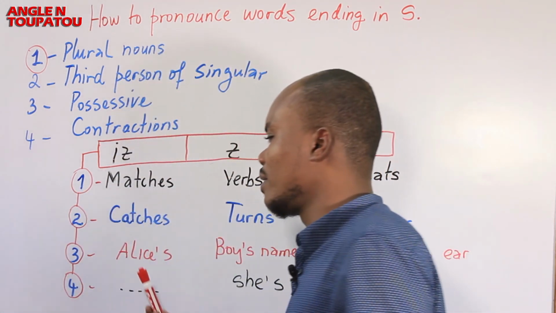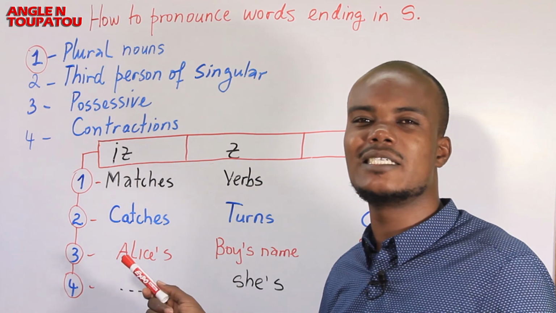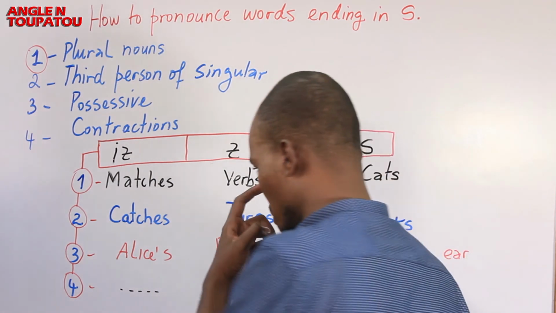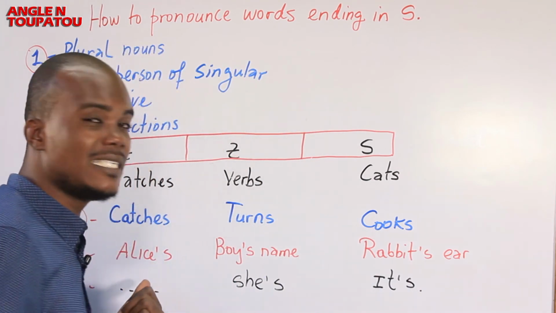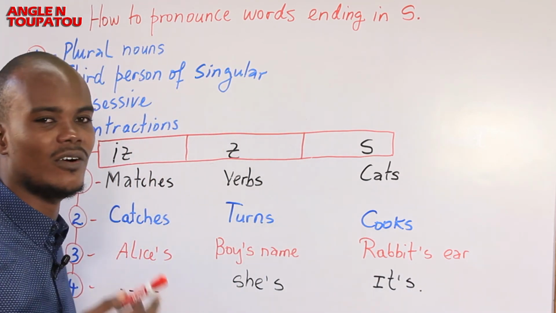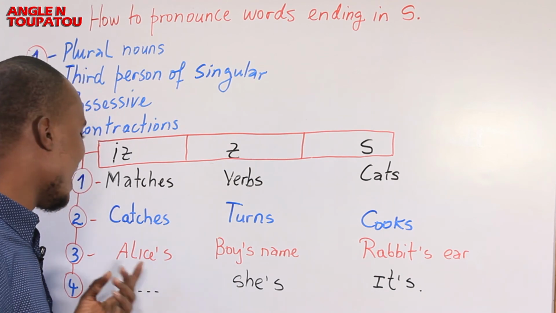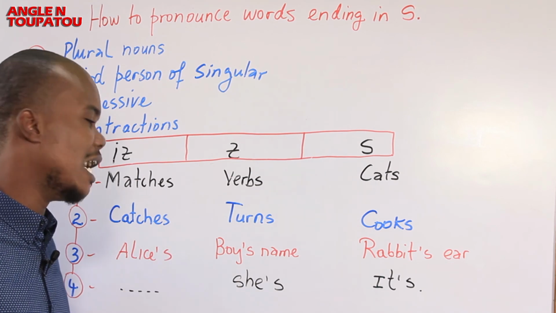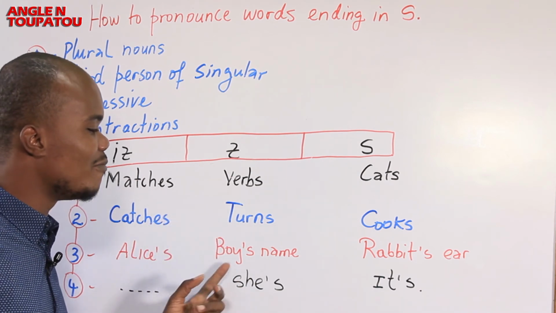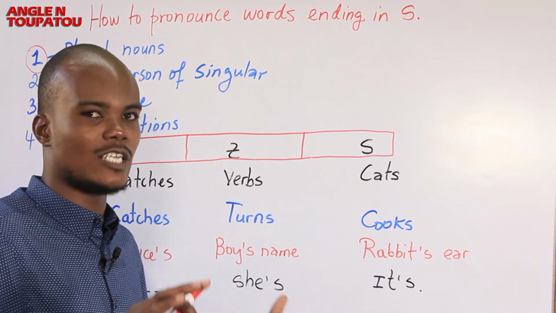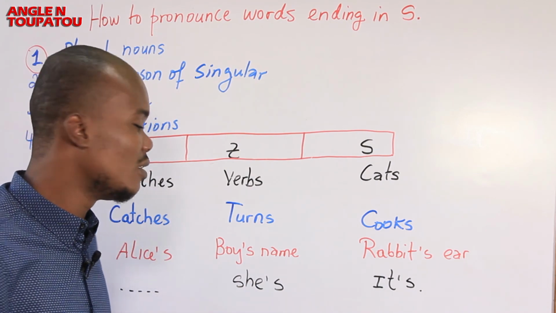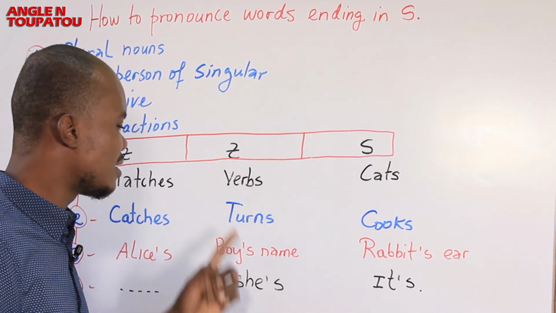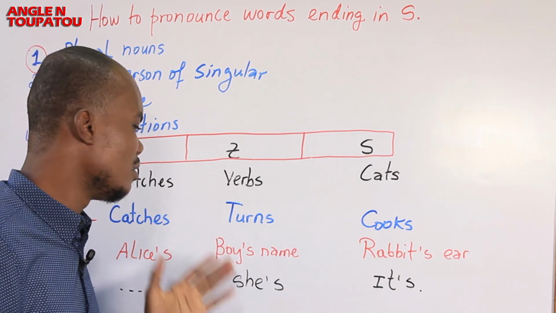Let's see. Alice's. I cannot say Alice. Alice's, I get the is sound. And secondly, I have the boy's name. The boy's name, you see here, z. S gives me the sound z. The boy's name.